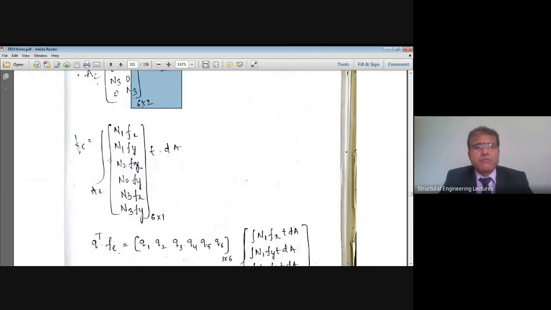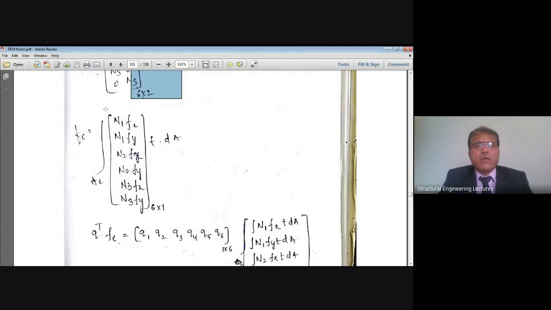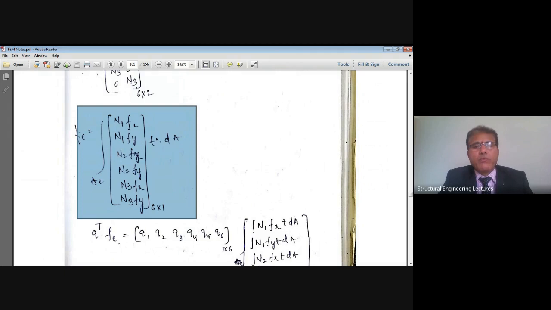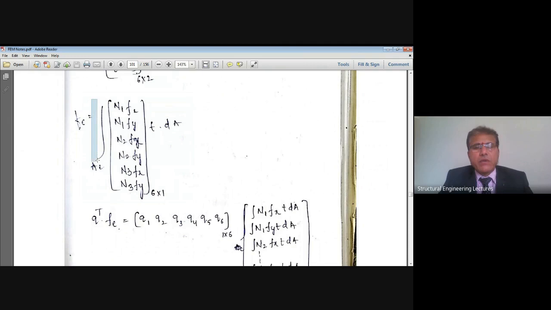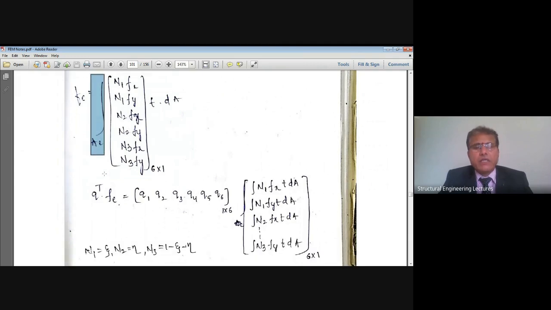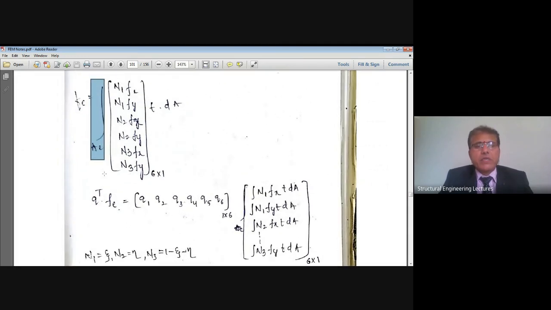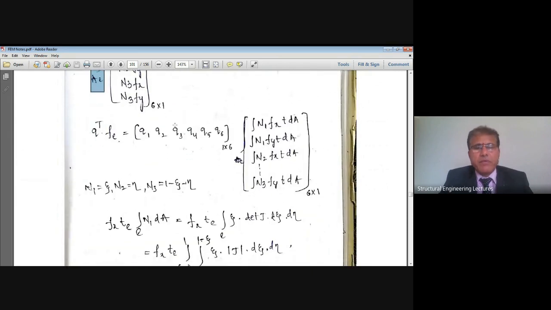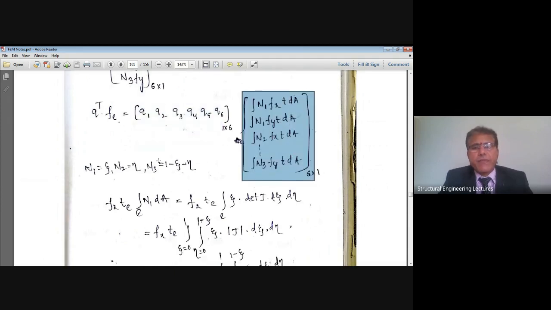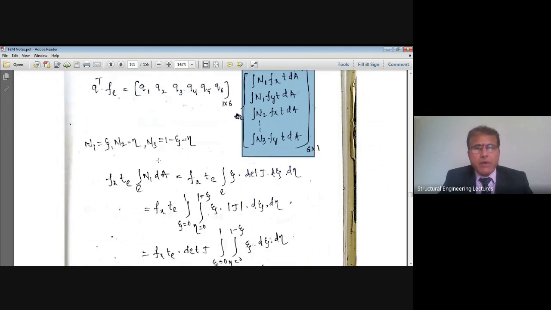That is how that matrix multiplication will give rise to this: N1 Fx, N1 Fy, up to N3 Fx, N3 Fy, which is a 6 by 1 matrix operated upon by volume dV or t multiplied by dA. If you do integration over AE for each element, this gives the element body force vector. Therefore, Q transpose multiplied by Fe is this matrix. Fe is this matrix, which is called the element body force vector.